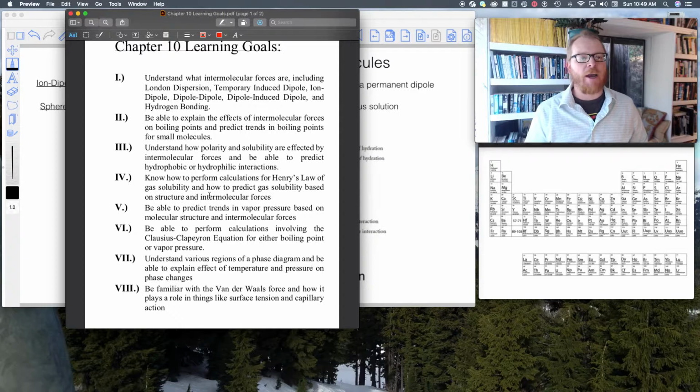In the interest of time, we're not going to do this full chapter. So understand what intermolecular forces are, including London dispersion, temporary induced dipole. Okay, so we've done that, but now we haven't done ion dipole, dipole-dipole, dipole-induced dipole, and hydrogen bonding. So we've got to get into that, okay?